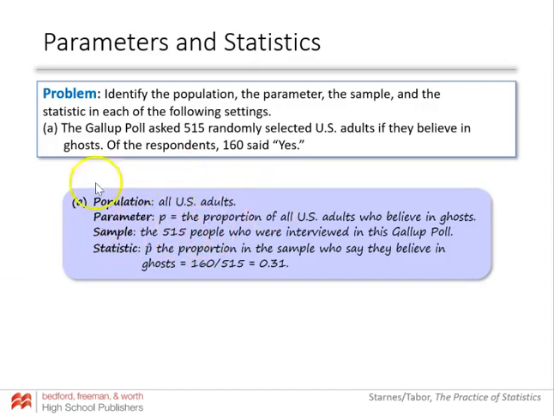The population that we are trying to represent there is all U.S. adults. The statistic, the information that we have because it came from a sample, is p hat, the proportion in the sample who say they believe in ghosts, which is 0.31. And the parameter would be the proportion of all U.S. adults who believe in ghosts, which we don't know because we weren't able to ask everyone, but that is the parameter that we are trying to estimate by using the statistic from this sample.